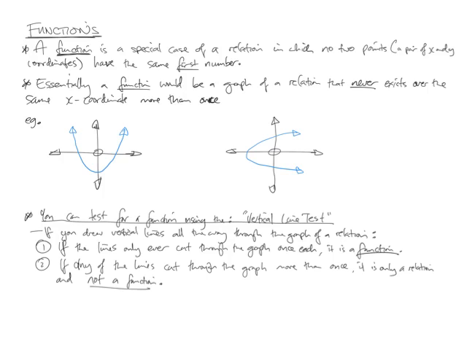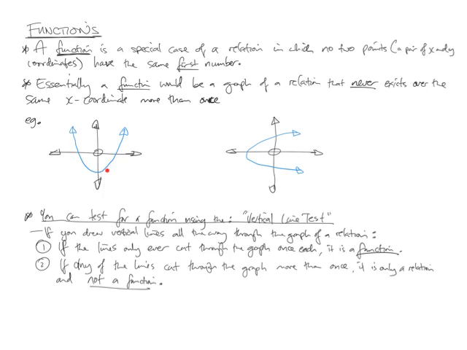but in a function there's no 2 points, and a point is a pair of x and y coordinates. So no 2 points that have the same first number, so have the same x coordinate. Essentially, a function will be a graph of a relation that never exists over the same x coordinate more than once. So let's have a look at an example of this.